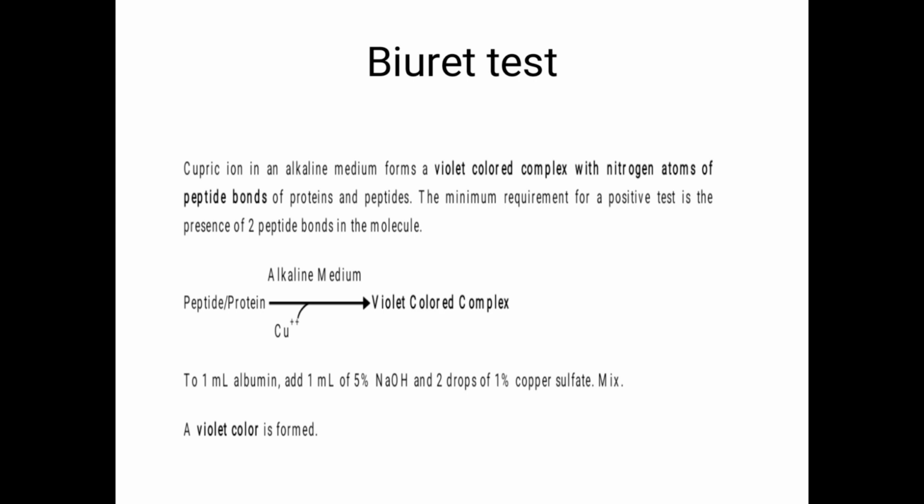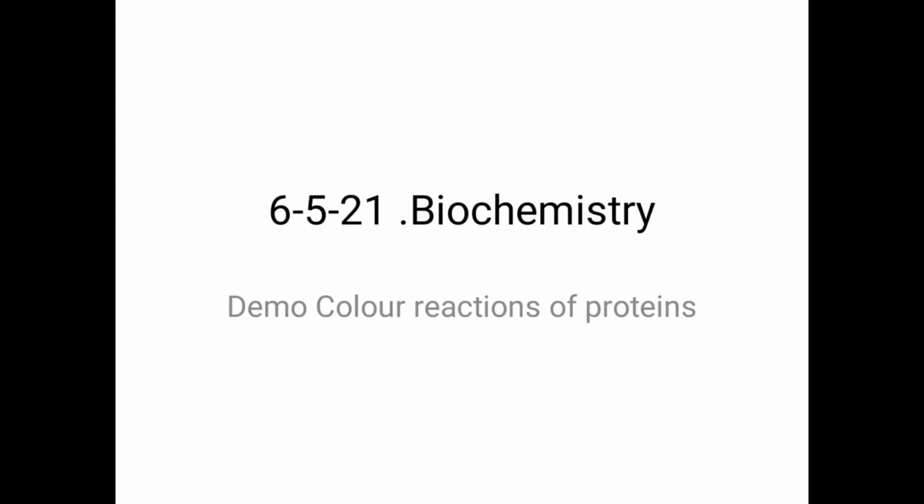Any practical contains the test, how much to add, and what color you will get, that is the observation. So this is the test, this is the color, and the last column is inference. For color reactions of egg albumin, you have to write the inference column during the offline exam. Is it clear? Let us start with a brief introduction to protein.